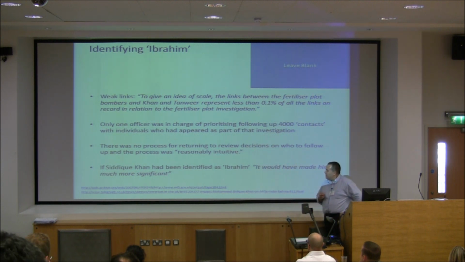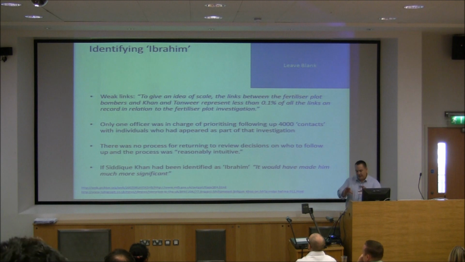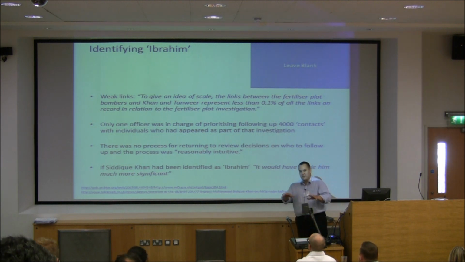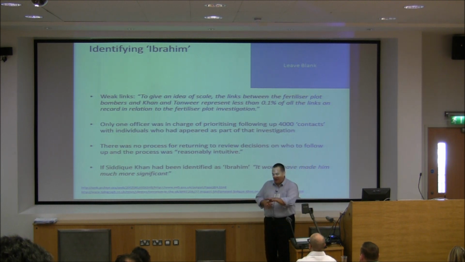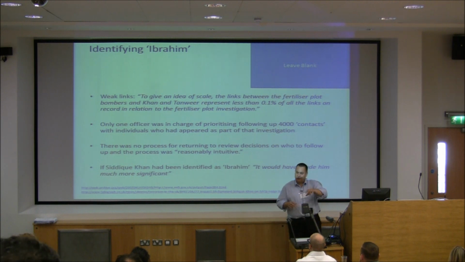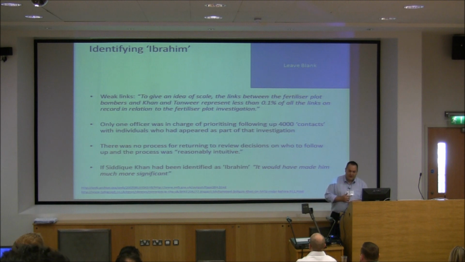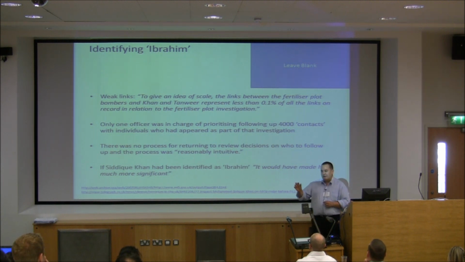But to give an idea of what was going on, if we were to draw a social network of the various people involved in the various things that were happening in the UK, there were weak links, which means small amounts of ties between different groups. That's how terrorist cells work. And the link between Khan and other people represented a very, very tiny fraction. There were other people that were of more interest than this one person.